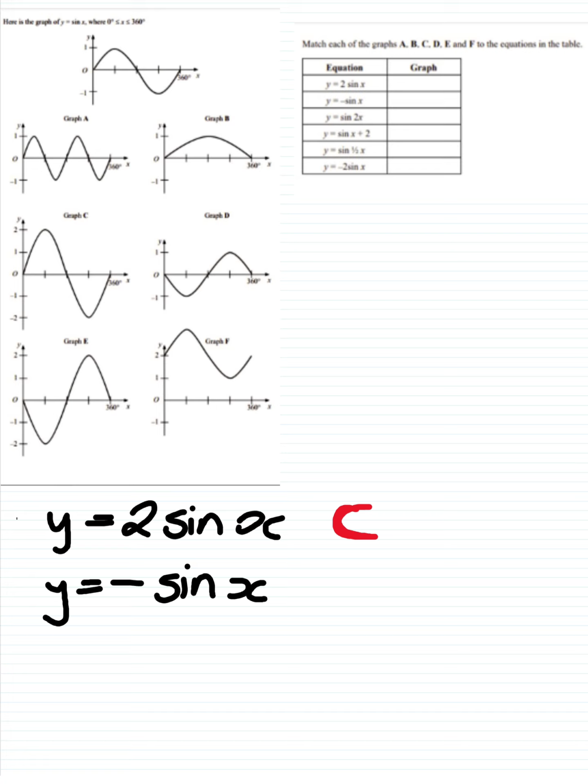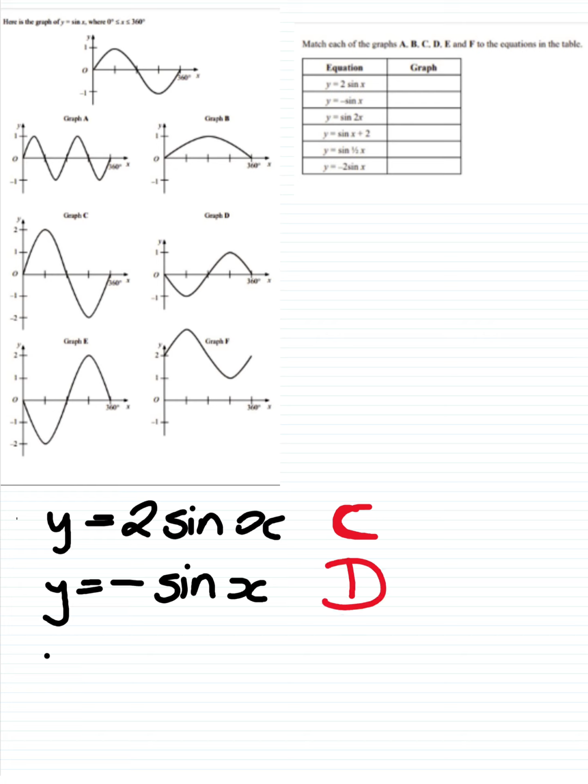If we take a look, we can see that graph D is the only one which has been flipped, but nothing else has been added or subtracted to it, as graph E, whilst it has been flipped, has also been doubled. This means that the graph matching the second equation is graph D.